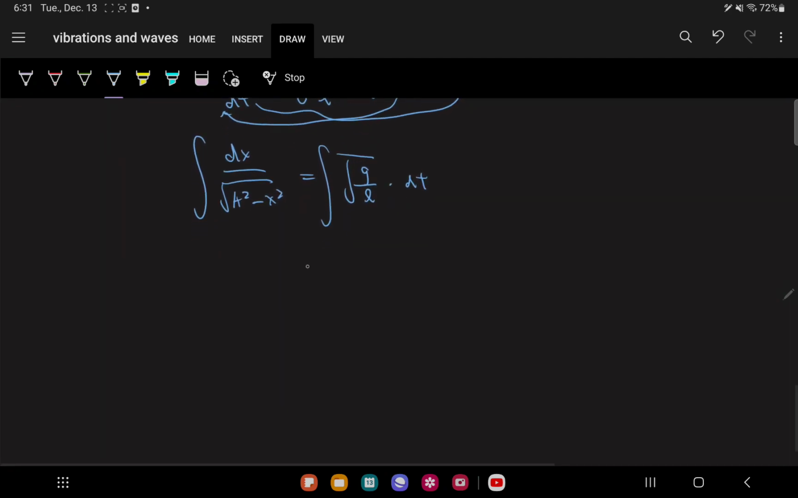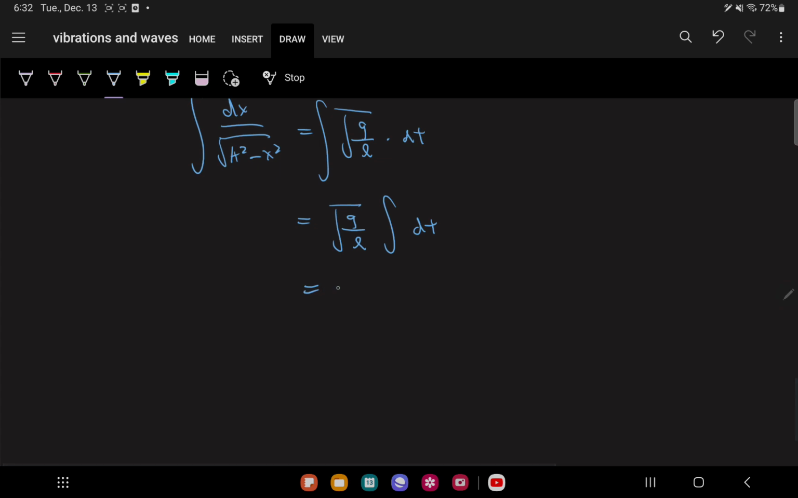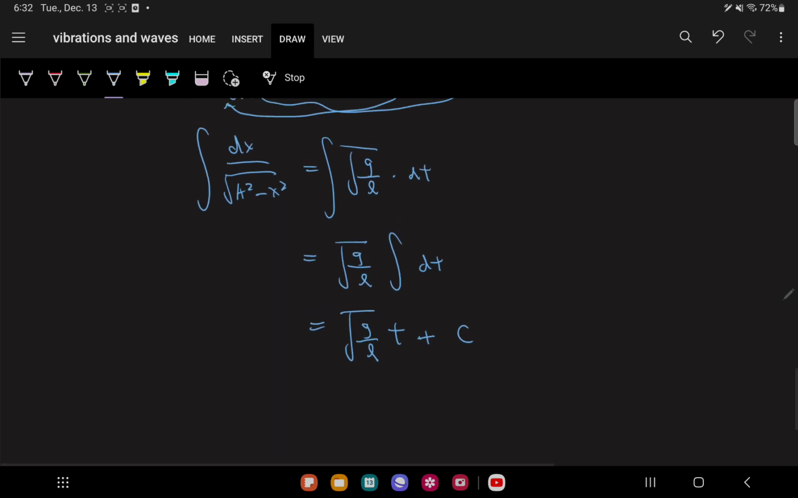Well, for the right side, it's pretty simple because we just take the constant amount out, as g and L are both constant. They're not variables that change. So we take this out, and then this gives us dt. If you integrate dt, obviously it's going to give you t, and then you have some kind of constant. I'm going to call it c for now.